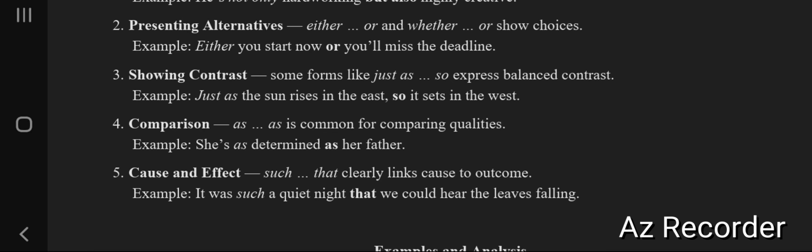4. Comparison. As...as is common for comparing qualities. For example, she is as determined as her father. 5. Cause and effect. Such...that clearly links cause to outcome. For example, it was such a quiet night that we could hear the leaves falling.